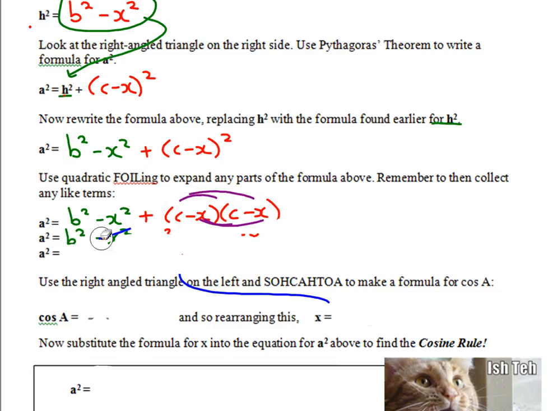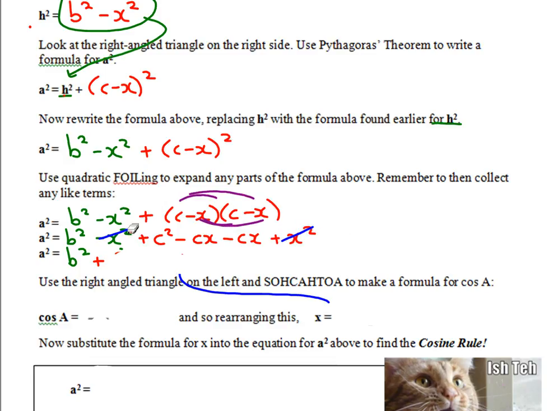You're probably guessing, so b squared minus x squared is still there. Plus, when you do this first expansion, you get c squared. Do this expansion, you get minus cx. Do that bottom expansion, you get minus xc, which is the same thing as minus cx. Expand the last, you get positive x squared.